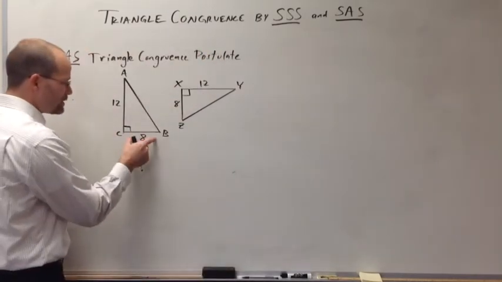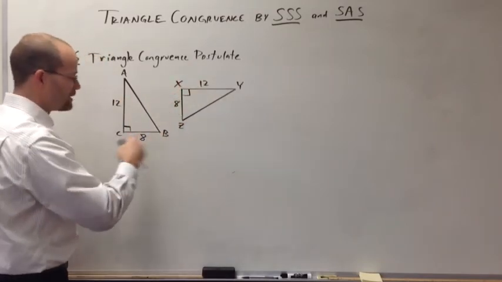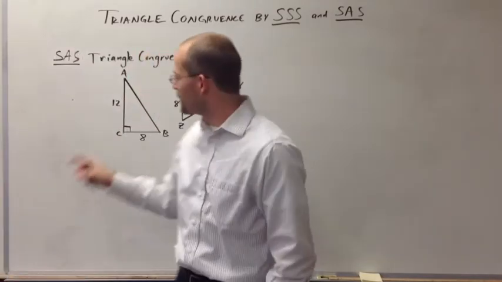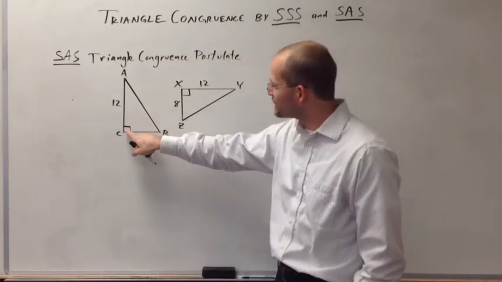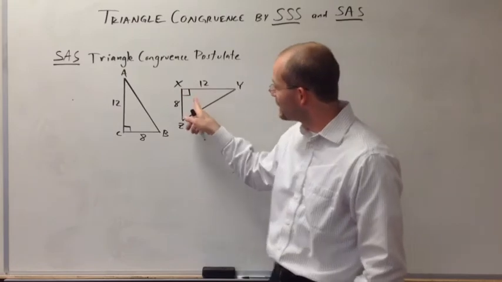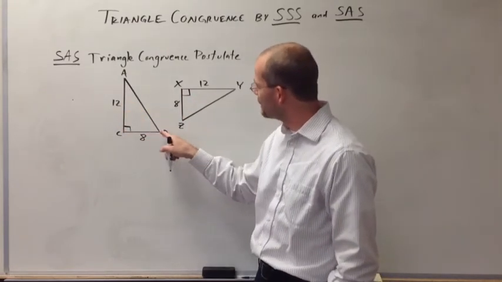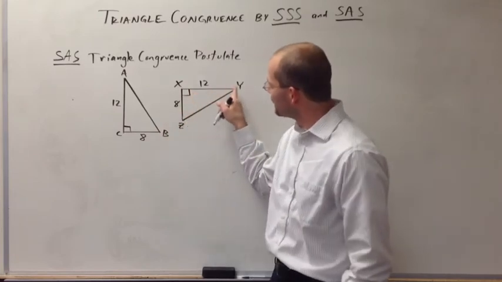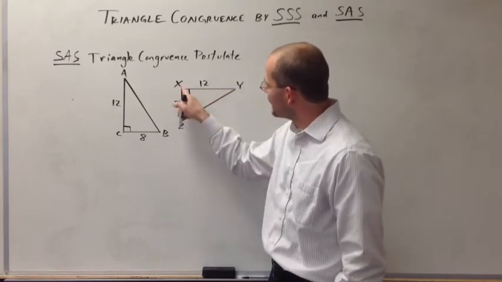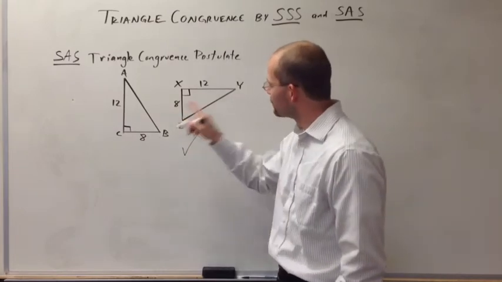I look for two sides that are congruent, 8, 12, 8, 12, so I've got the sides, and then an included angle. In this case, the included angle here is angle C, and over here the included angle is angle X. And you see here that angle C is included between AC and CB, and angle X is included between YX and ZX, so they are the included angles. So by side, angle, side, those two triangles are congruent.